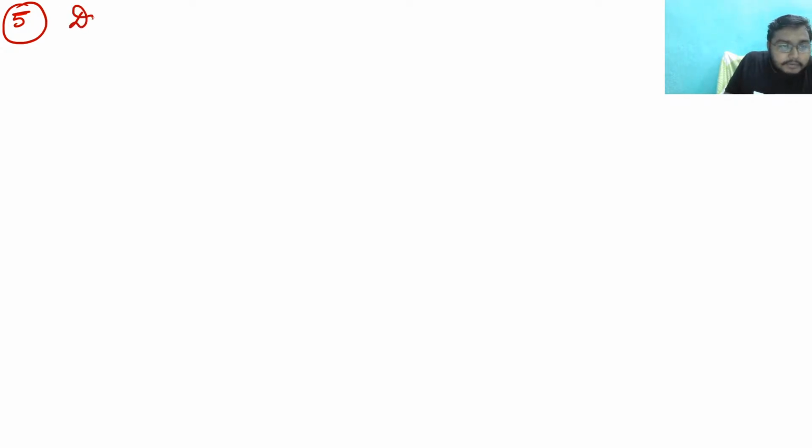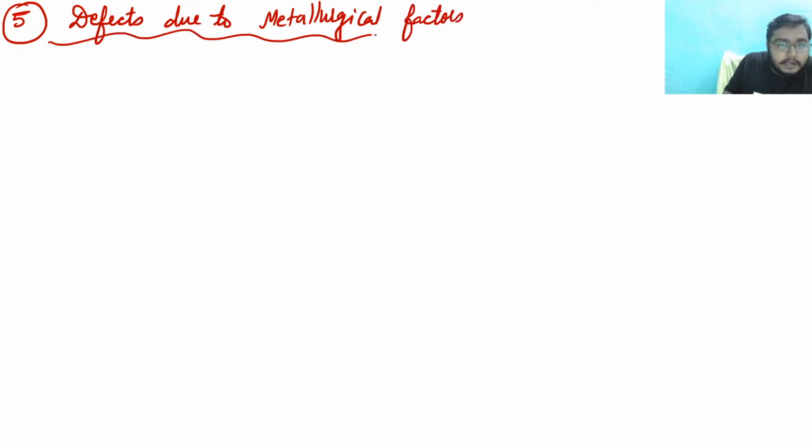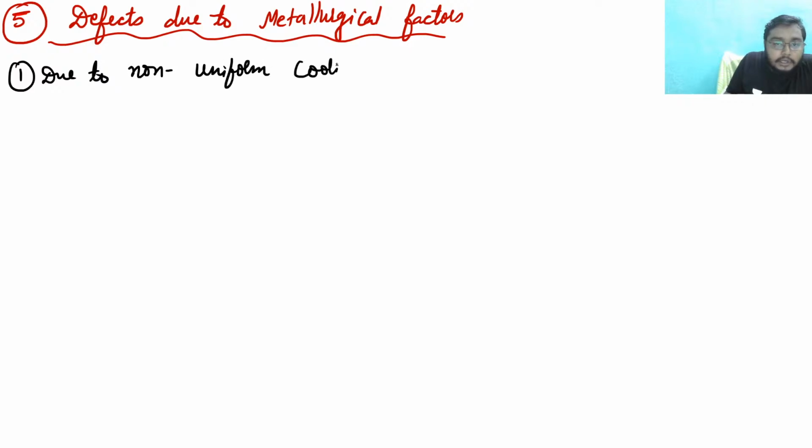This type of defect is known as defects due to metallurgical factors. Now what is this defect due to metallurgical factors? See, there are some defects that happen due to non-uniform cooling, non-uniform shrinkage, stresses developed.